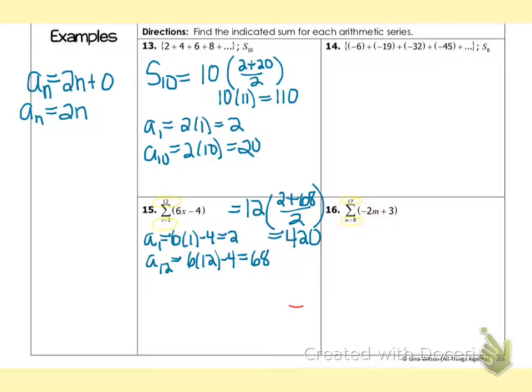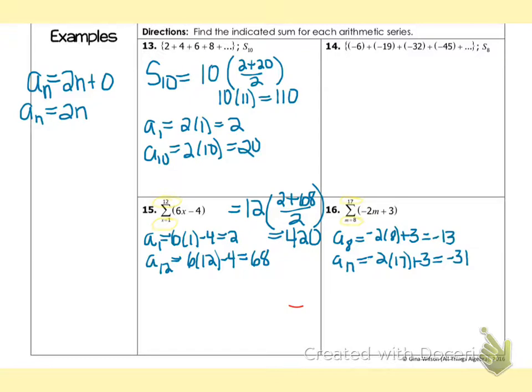But we're starting with the 8th term, so I could plug 8 into the formula. So I could find instead a sub 8, which is negative 2 times 8 plus 3, which is negative 13. And then I could find the a sub 17, which is negative 2 times 17 plus 3, and that's negative 34 plus 3, which is negative 31.